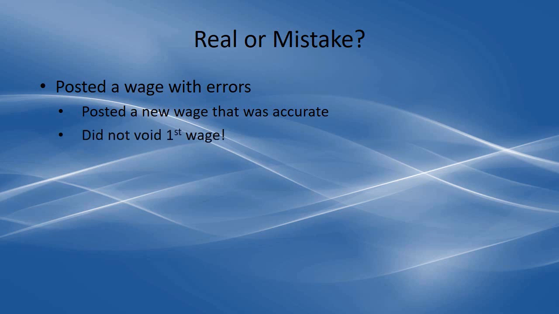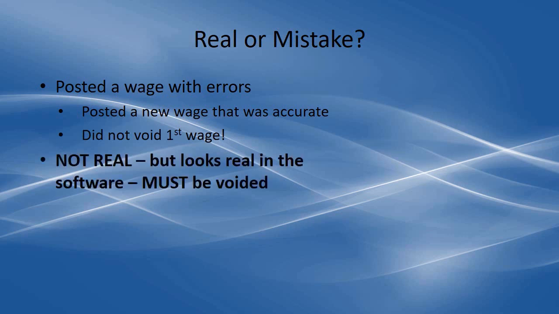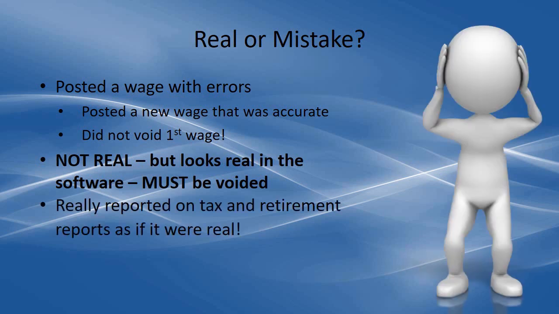Yeah, you're seeing the problem here. They did not void the first wage. It remains outstanding. It's not real, but it looks real in the software. It should have been and still must be voided. Prepare yourself. This is no longer just about cleaning up old outstanding items. This wage was probably reported on tax and retirement reports as if it was real. You will probably have to file amended reports and request refunds for all withholdings that you confirm were reported and paid.